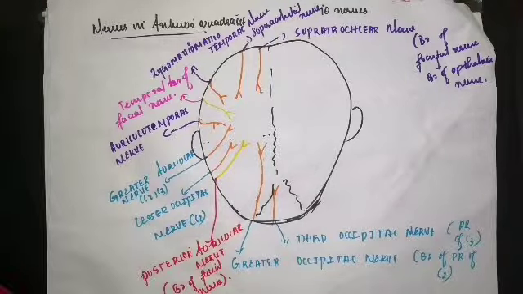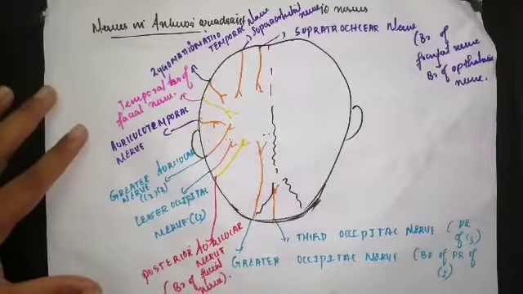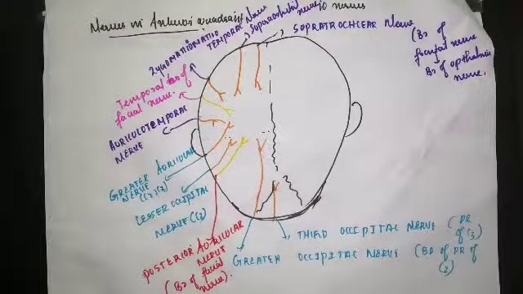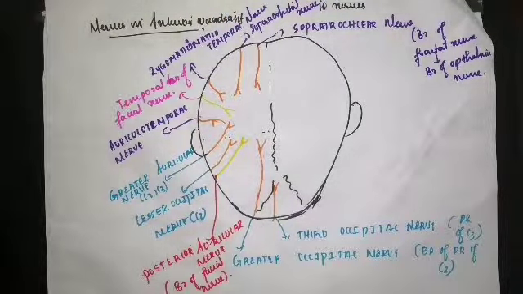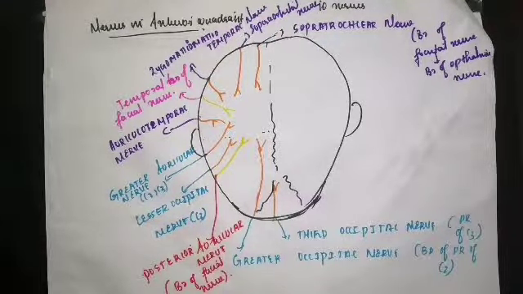So we have discussed the nerve supply in the anterior and posterior quadrant. On each side in total you have 10 nerves, out of which 8 are sensory and 2 are motor. If you separately consider the anterior quadrant and posterior quadrant, in the anterior quadrant you have 4 sensory nerves and 1 motor nerve, and in the posterior quadrant you have 4 sensory nerves and 1 motor nerve. So that is all about the nerve supply of the scalp.